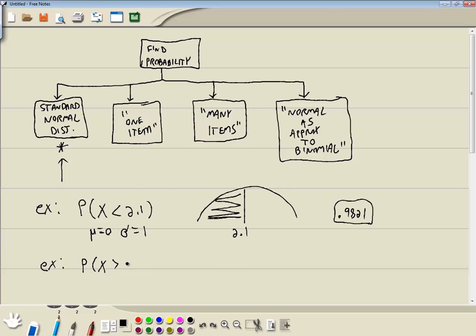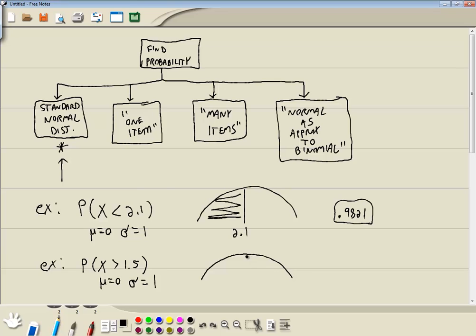Let's take a look at the greater than case. We have x is greater than 1.5. And again, we're assuming this is a standard normal distribution. That's what the instructions say. Which again tells us automatically the mean is 0 and the standard deviation is 1.